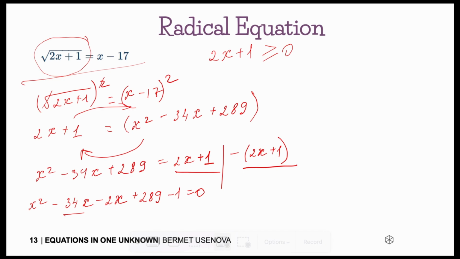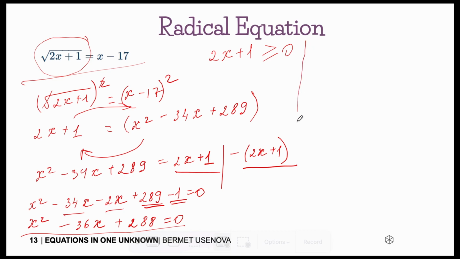If we simplify it by combining these elements, we get the following: x squared minus 36x plus 288 equals 0. So in the end, we have this quadratic equation. You can pause the video now and try to solve it with the PQ formula or any other method that we used before, and then try to solve it yourself.